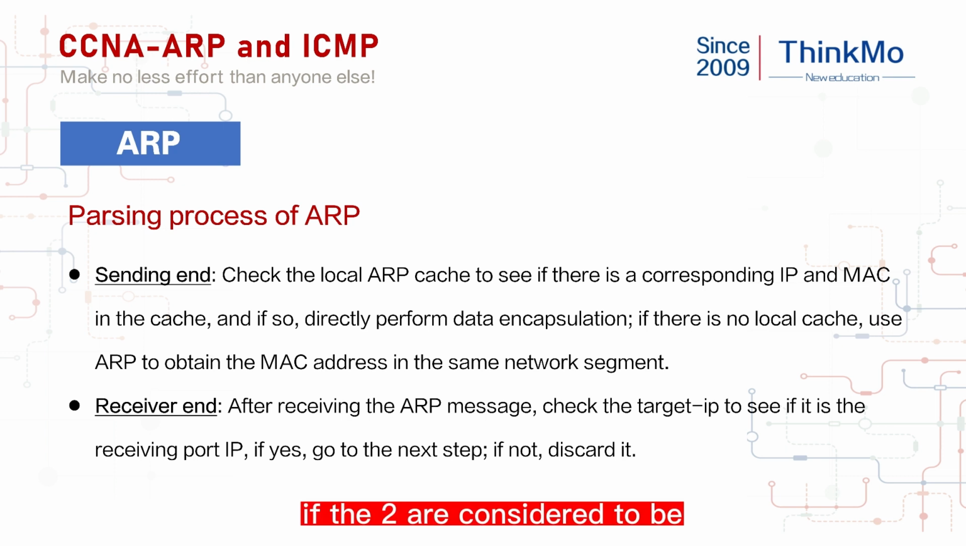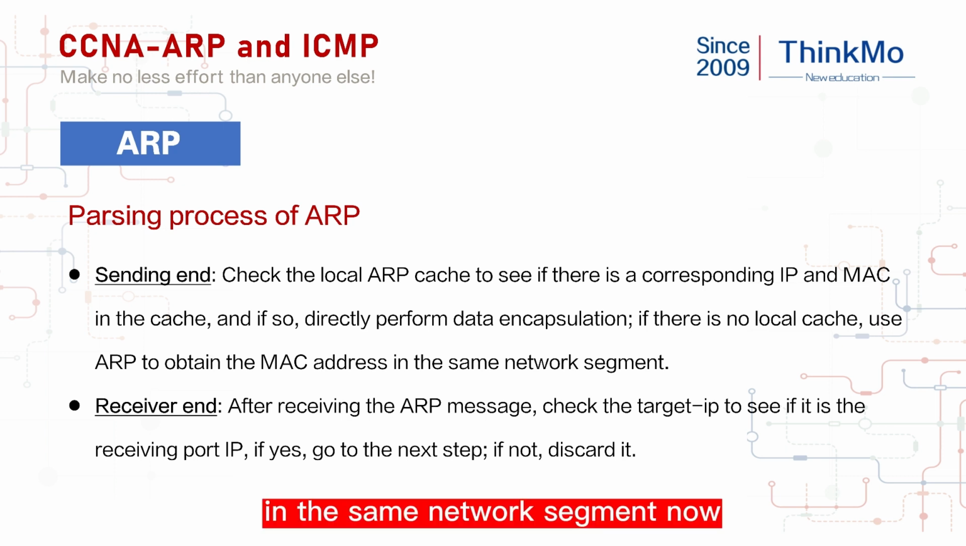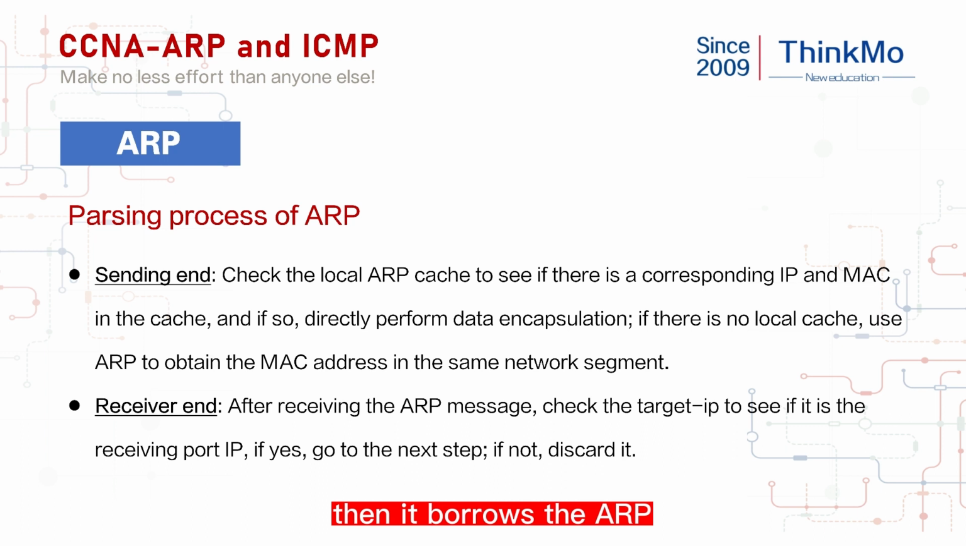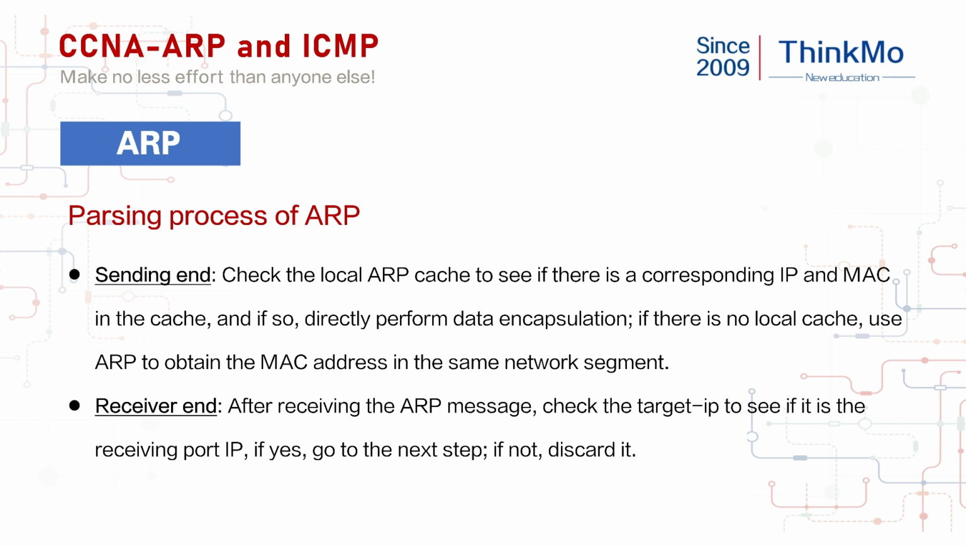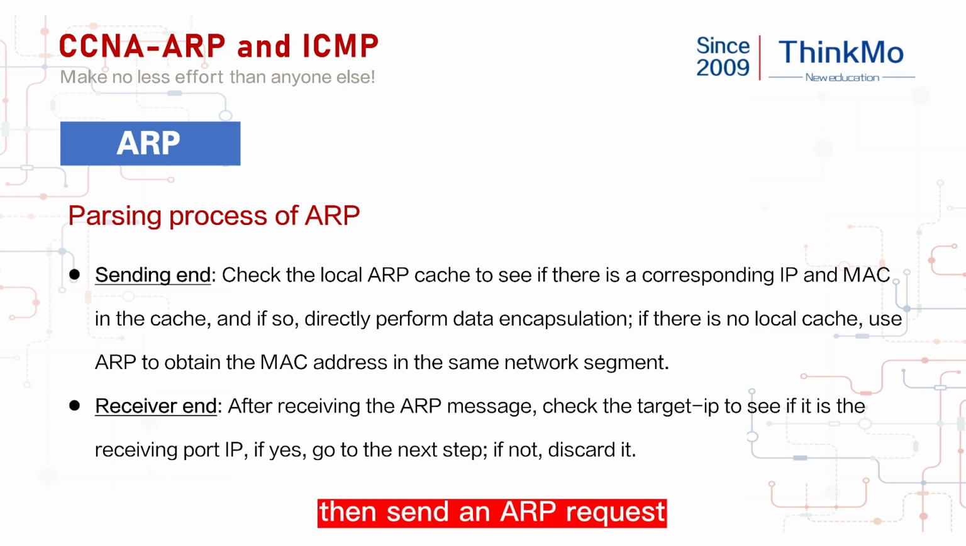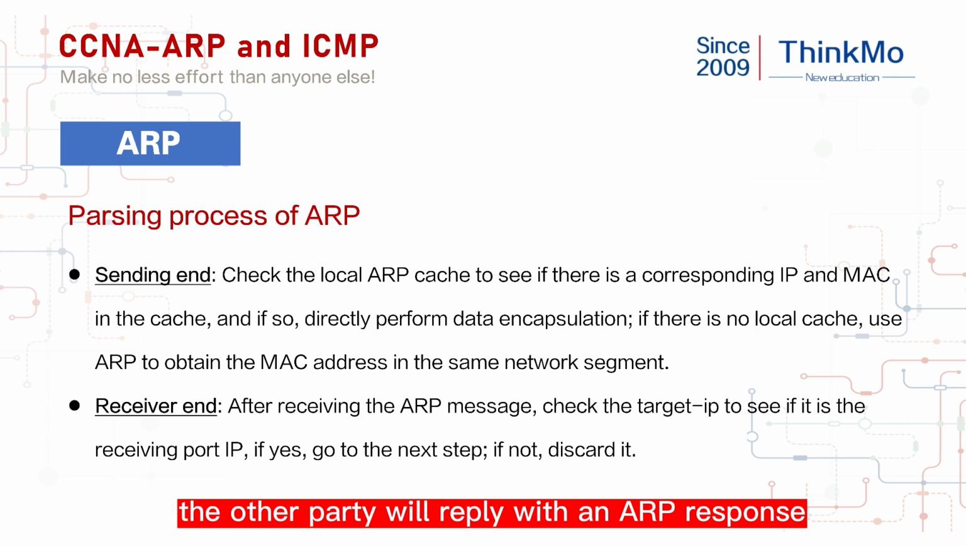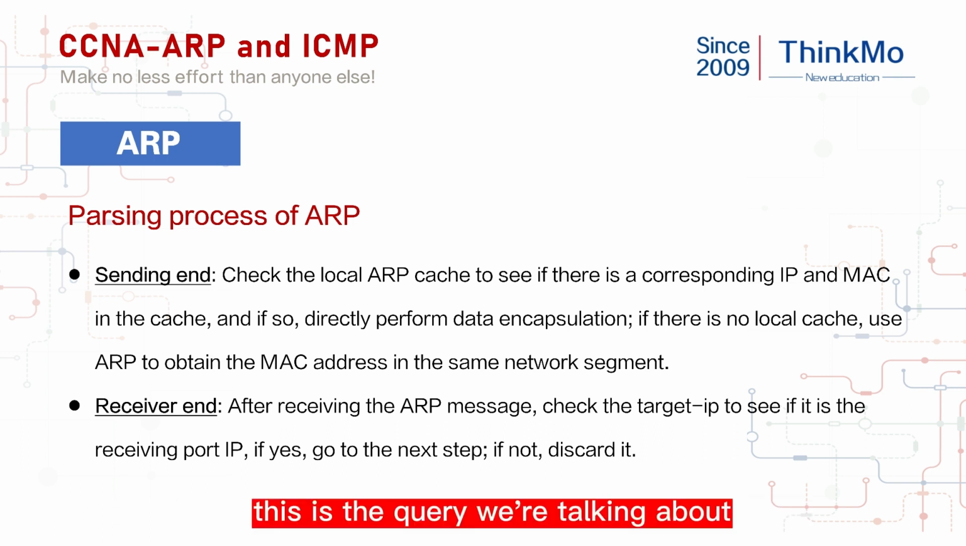If the two are considered to be in the same network segment now, then it borrows the ARP to achieve overall operation. That is, borrow ARP to capture MAC address. Only after that can the MAC be packaged. Then proceed to the next step. Implement this operation. Then send an ARP request. The other party will reply with an ARP response. This is the query we're talking about.